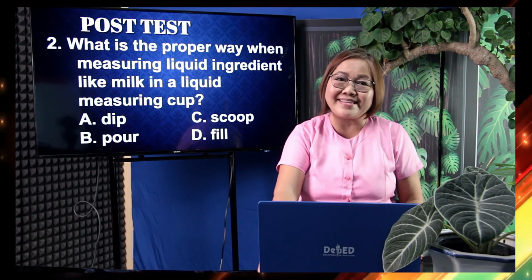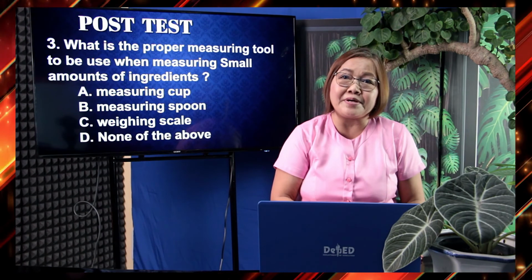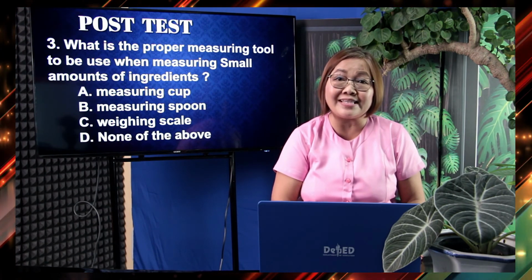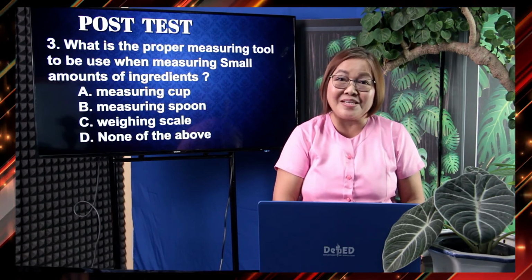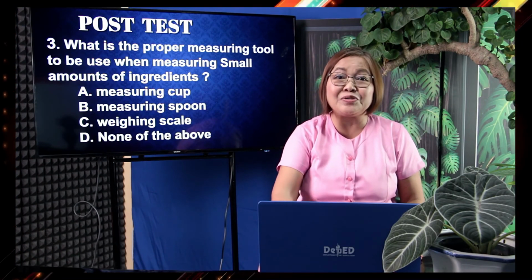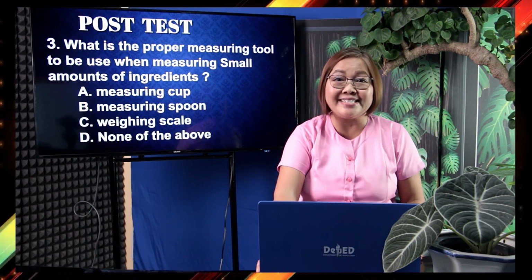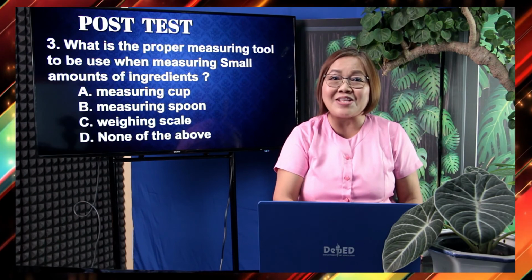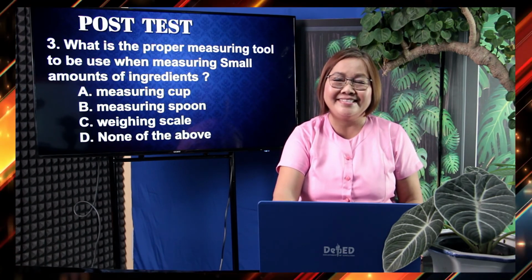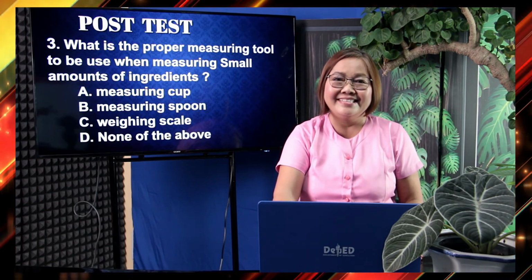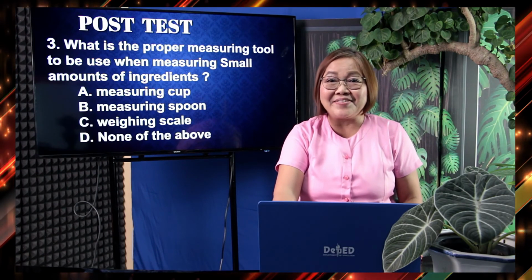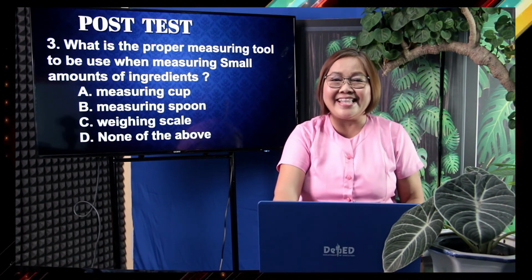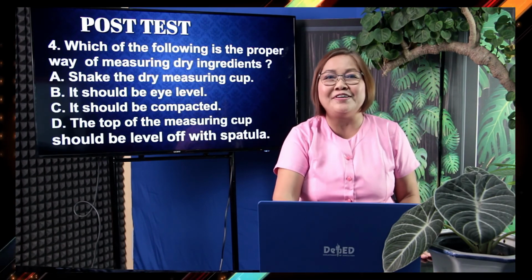Okay, question number 3. What is the proper measuring tool to be used when measuring small amount of ingredients? A. Measuring cup. B. Measuring spoon. C. Weighing scale. Or letter D. None of the above. Time starts now. Time's up. The correct answer is letter B. Measuring spoon.